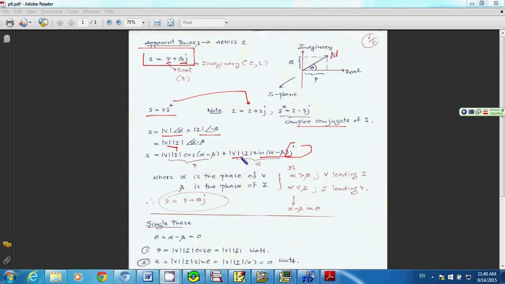And then the second term we have J. This is the imaginary part, so that gives you Q, right? This is the imaginary apparent power. This is the real apparent power.